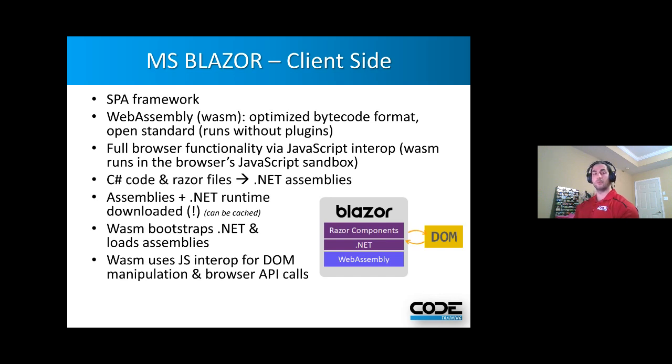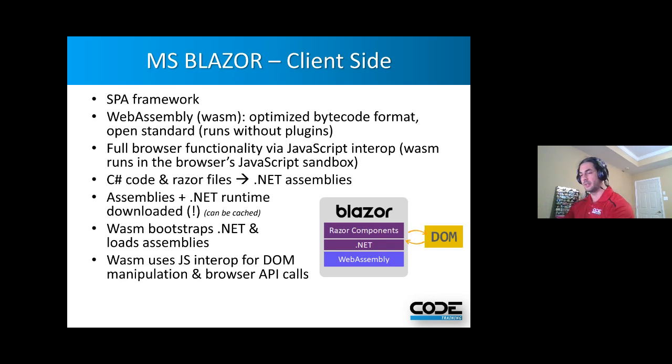Because in essence, the WebAssembly runs in the browser's JavaScript sandbox. So anything that you used to be able to access through JavaScript, you're still able to access through Blazor. Just another layer of communication in between. The way it works is, when you create your Blazor app, you write C# code, right? Obviously, that's the cool thing about Blazor. And you have your Razor files, and you produce .NET assemblies. These .NET assemblies plus the .NET runtime together are then downloaded from wherever your website is hosted to the client to be run in the browser.